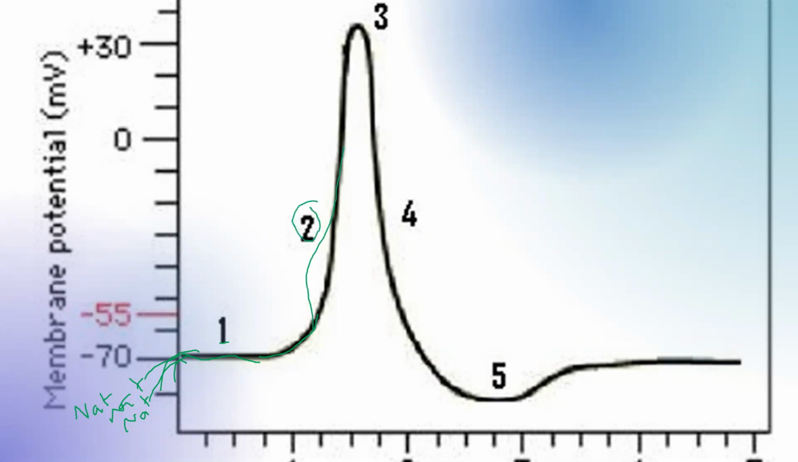2 is depolarization, right? So what happens with depolarization? Remember I mentioned those voltage gated channels? Well, negative 55 is the voltage gate for sodium channels. So now all the sodium channels that were outside the cell rush in. All that sodium rushing in makes the cell way more positive, all the way up to positive 30. This section right here is depolarization.